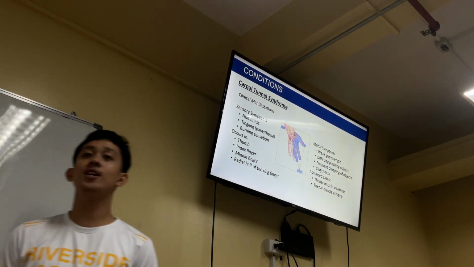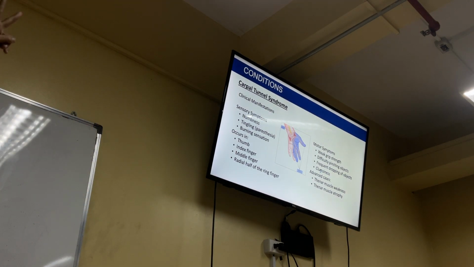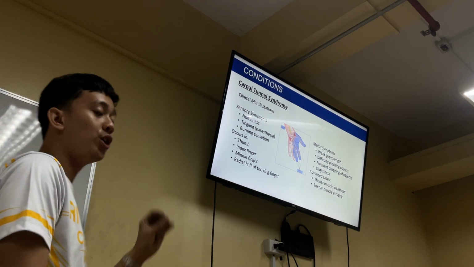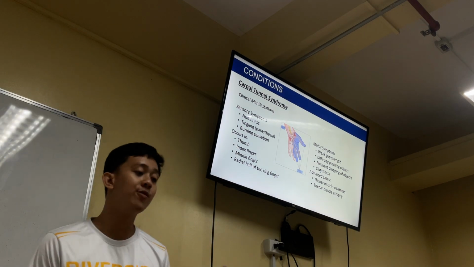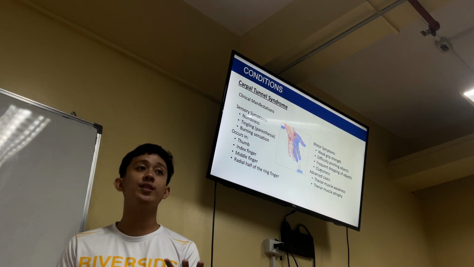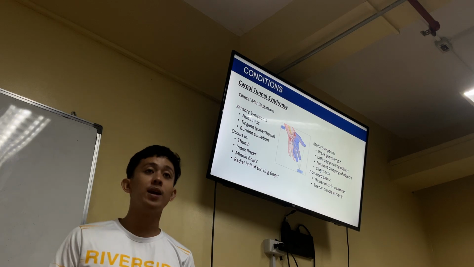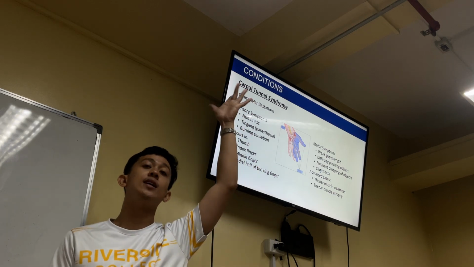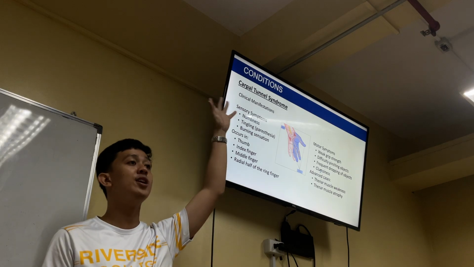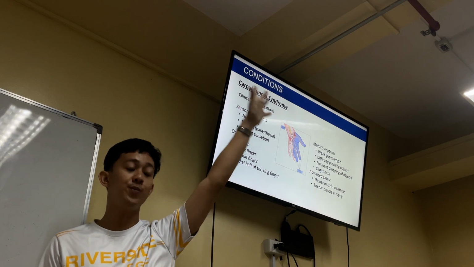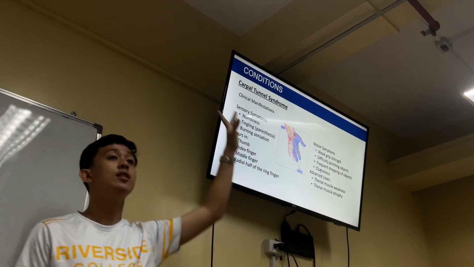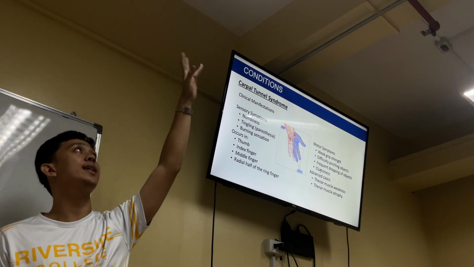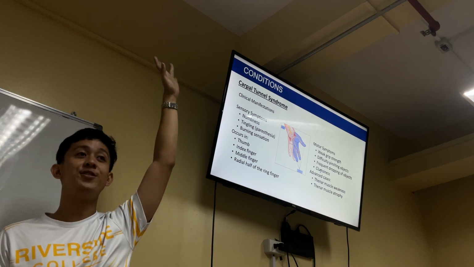So clinical manifestations are divided into two: your sensory symptoms and your motor symptoms. Sensory: of course numbness, tingling sensation, radiating pain, burning sensation. Obviously, to what? Your median nerve distribution, usually the lateral 1, 2, 3, and half of your ring finger.